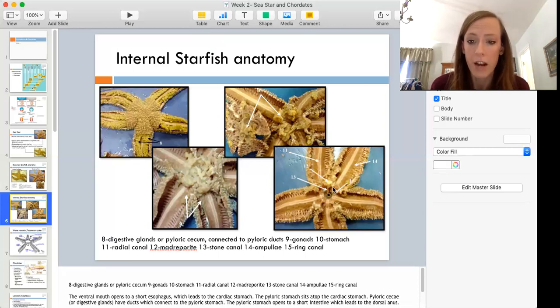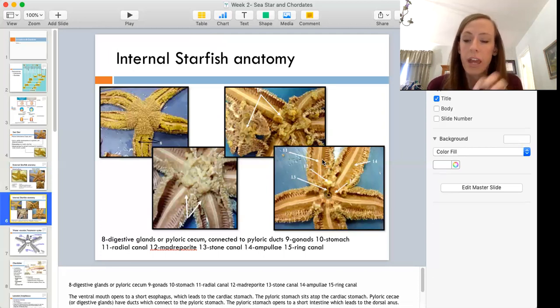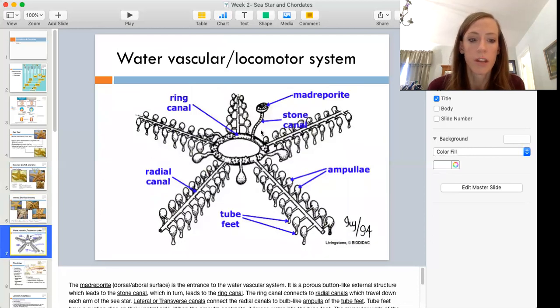And then from the ring canal, we have a connection to the radial canals, and they go down each of the arms here, indicated by number 11. The radial canals are each connected to lateral canals. The lateral canals reach out from the radial canal and connect it to the ampulla of the tube feet. So let me move to the next slide to show you all this in a clearer picture.